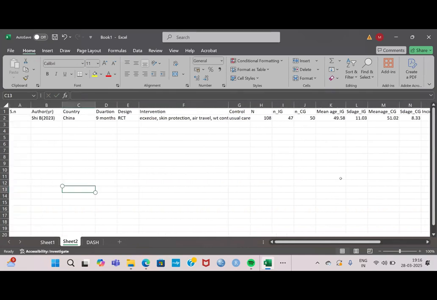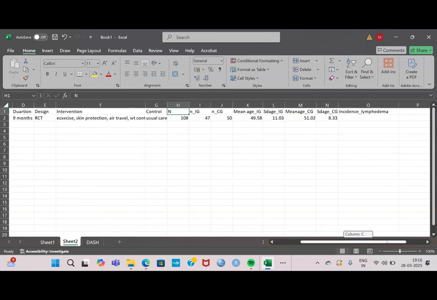So we have the author name, country, duration, randomized controlled trial. This is the intervention, this is the control group. Overall sample size is this. They have divided the sample size into two groups: 47 in the intervention and 50 in the control group. The mean age of the participants is there.